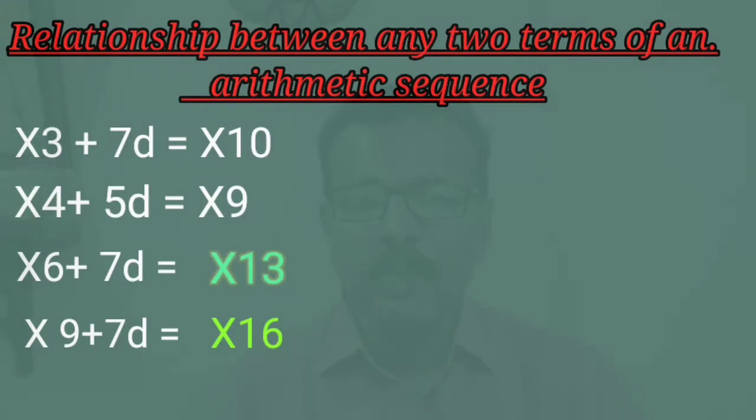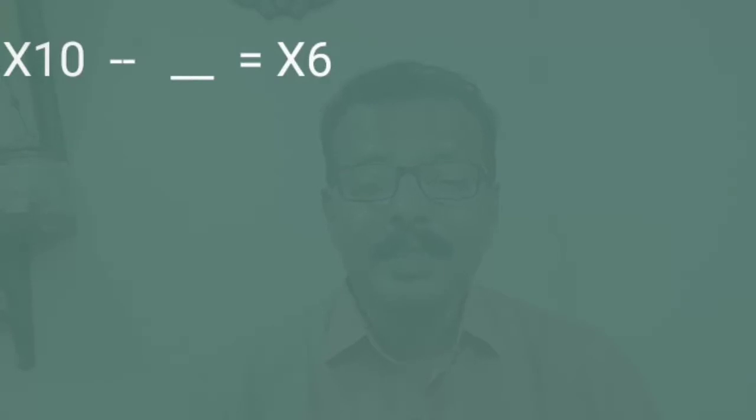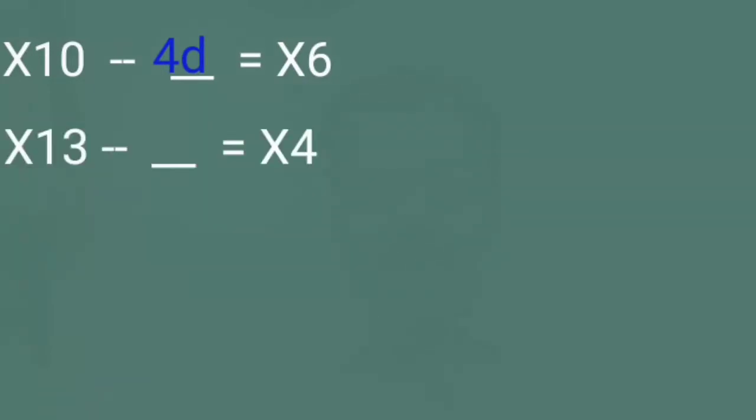So like this, from one term of an arithmetic sequence we can move to another term by using its common difference. See here, x10 minus dash is equal to x6. If you have got the idea, what is 10 minus 6? It is 4. So here the answer is 4d. Now, x13 minus dash is equal to x4. So like that, 13 minus 4, what is the answer? It is 9. So here the answer is 9d.